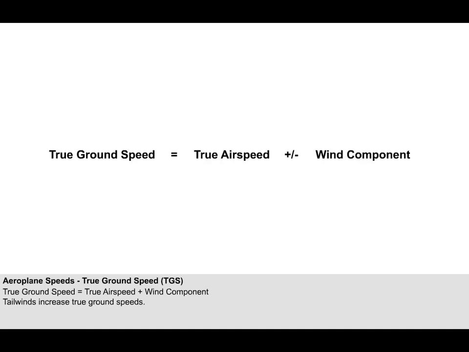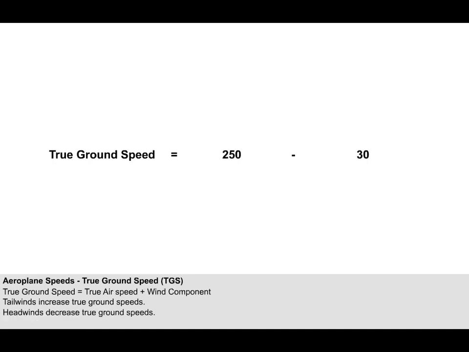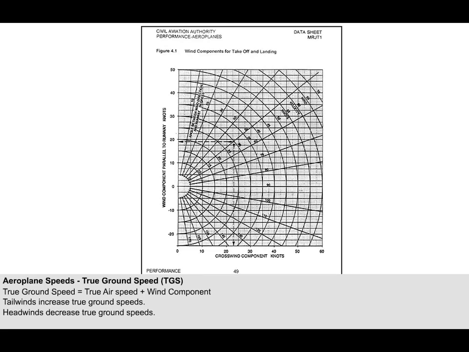Conversely, if there is a headwind, the aircraft's speed over the ground will be reduced by a value equal to the speed of the headwind. So, in our example, if the true airspeed is 250 knots and the headwind is 30 knots, the true ground speed is 220 knots. If the headwind or tailwind components are not already known, these can be worked out using a flight navigation computer or by using the supplied CAP 698 manual on page 49, as illustrated here.